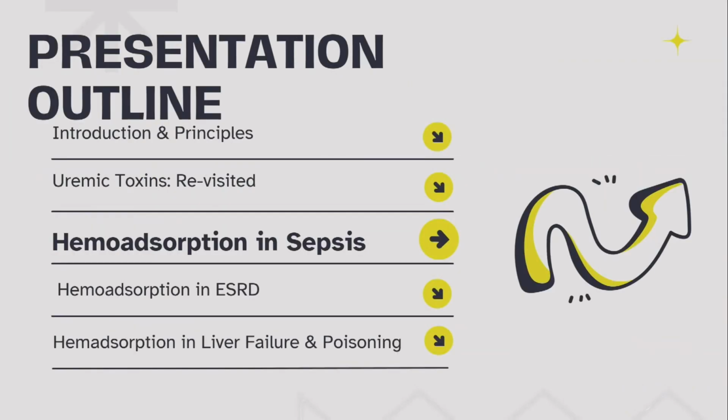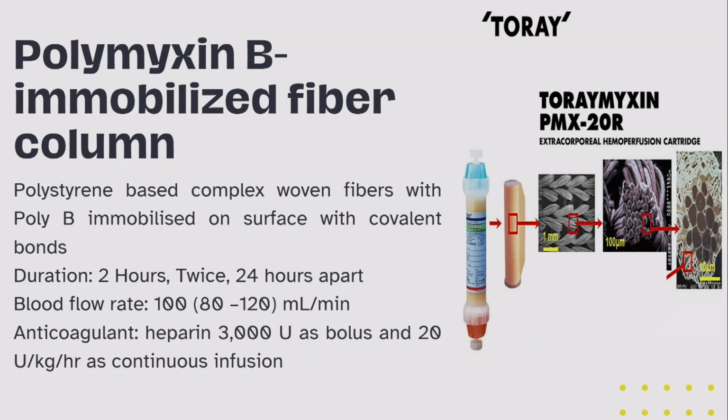With this, let us move on to our favorite topic, how we apply it in sepsis. So I'm going to talk about just 4 filters. There are multiple filters, but just 4 for the sake of time. This is Toraymyxin. We know the antibiotic, polymyxin. It's an antibiotic which is immobilized on a polystyrene-based complex. It has no dialysate running. So it is just the blood which is exposed to the column and goes back to the patient. Unwanted endotoxins get adsorbed, the blood is returned to the patient, there is no dialysis.